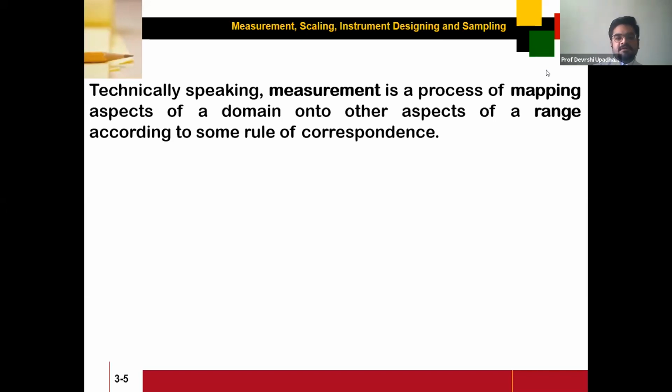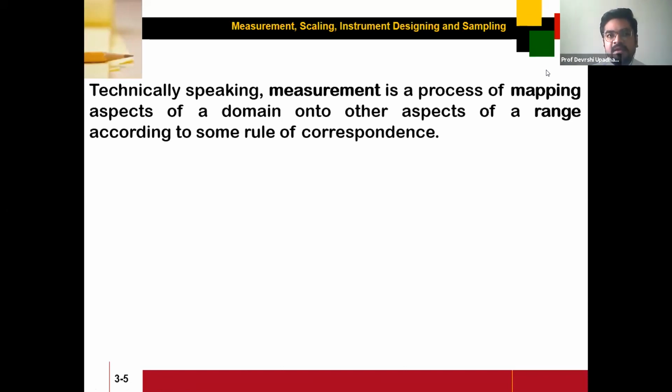Technically speaking, measurement is a process of mapping aspects of a domain onto other aspects of a range according to some rule of correspondence. So ultimately, in the very nutshell, in layman language, what is the meaning of measurement?